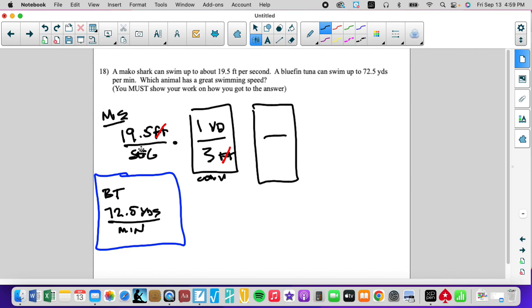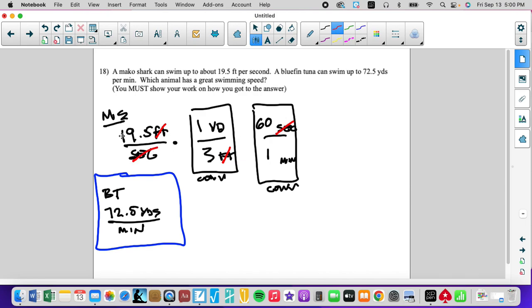So seconds, where's seconds? It's in the denominator. So where in my conversion box does seconds need to go? If it's in the denominator, where is it going to get canceled? If it's in the numerator. And then I know seconds to minutes: it's 60 seconds, 1 minute. What cancels? Seconds in the denominator, seconds in the numerator.